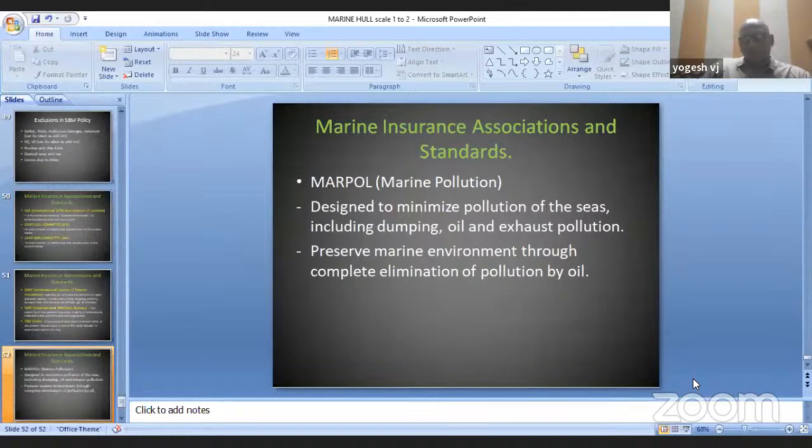It decides the amount of fines that are to be levied to the ship owner or the charterer or the person who is handling the cargo. Designed to minimize pollution of the seas, including dumping oil and exhaust pollution, preserve marine environment through complete elimination of pollution by oil. Okay, now I would like to tell you there are three types of marine hull insurance frauds.